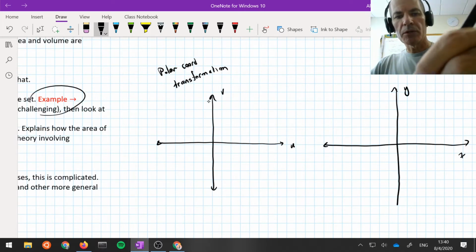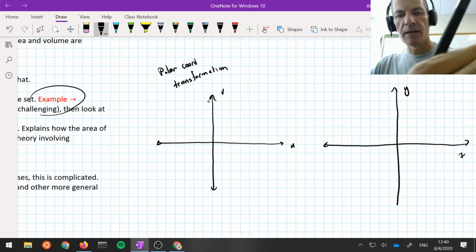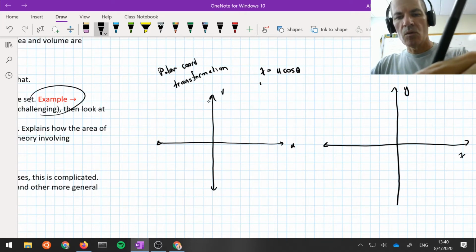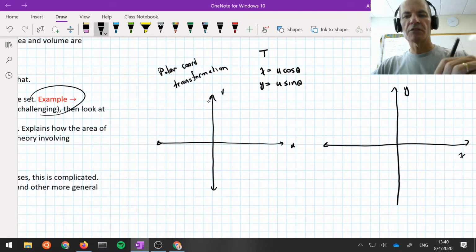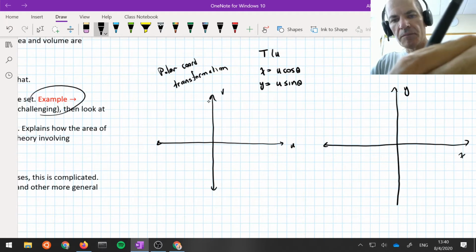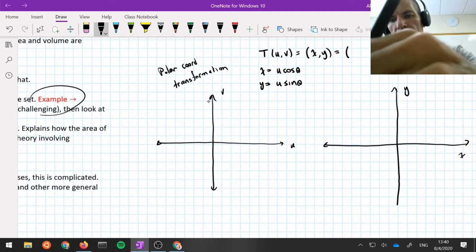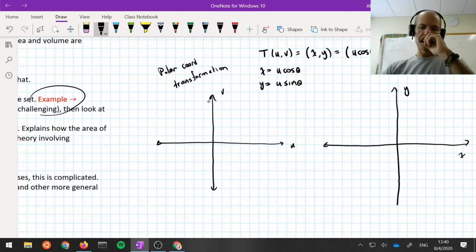And remember the polar coordinate transformation. I'm going to use u and v instead of r and theta. x is equal to u cosine v, y is equal to u sine v. And this is our transformation T. T of (u, v) is equal to the point (x, y), which is equal to (u cosine v, u sine v). So we're familiar with this.